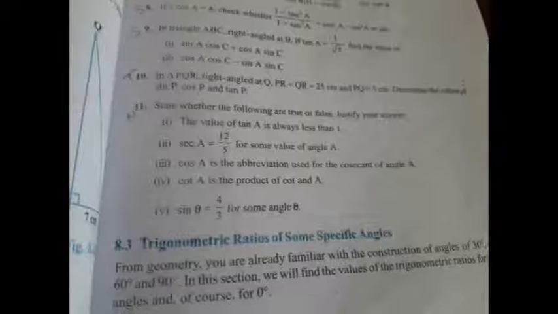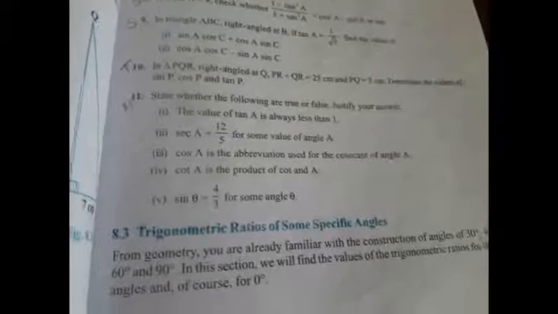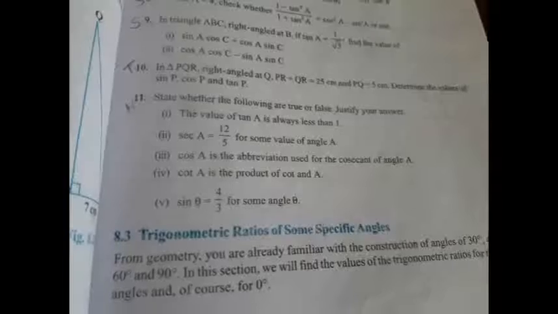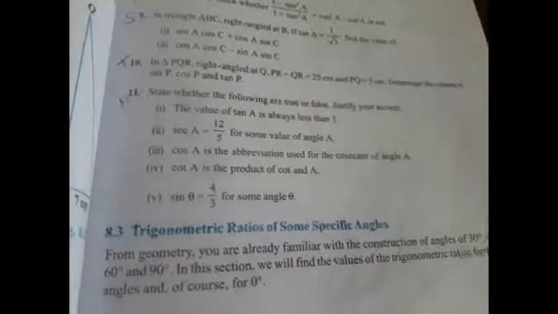So it is true. Cos A is the abbreviation used for the cosecant of angle A. No, it is false. Cosecant of angle A, we will write as cosec A, and cos A is the abbreviation for cosine. Cosine is different from cosecant, right? Cosecant is the reciprocal function, which is the reciprocal of sine. So cos A is the abbreviation of the cosine function, C-O-S-I-N-E. Cosecant will be the cosec function.